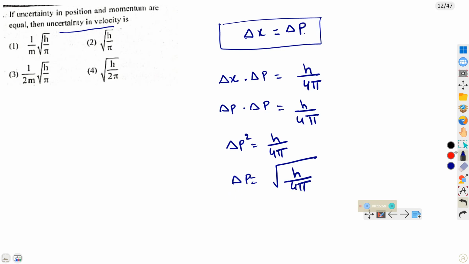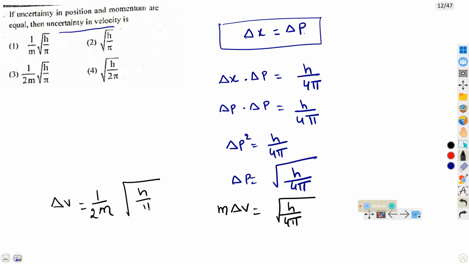We know that momentum is equal to mass into velocity. m delta v is equal to square root of h by 4 pi. What is the question? Calculate delta v. Delta v is equal to, here m is multiplied, that side m is divided, 1 by m, square root of h by 4 pi. Based on that, third option is correct.